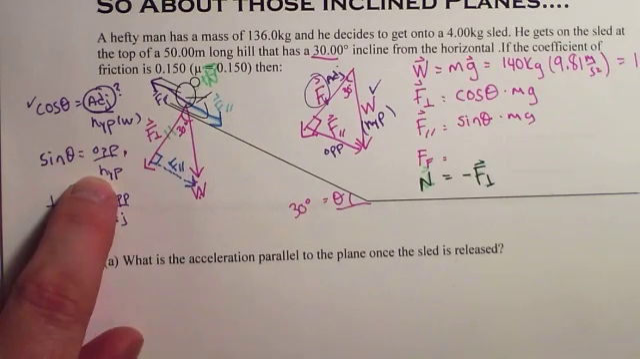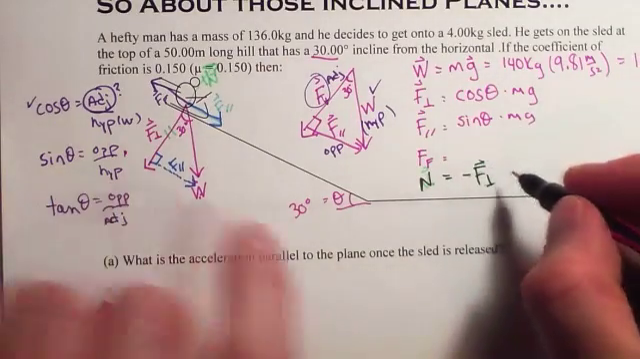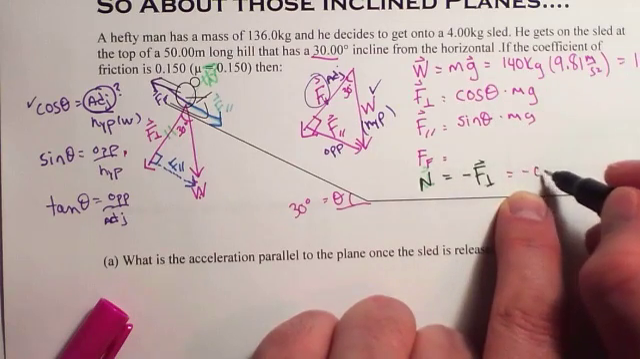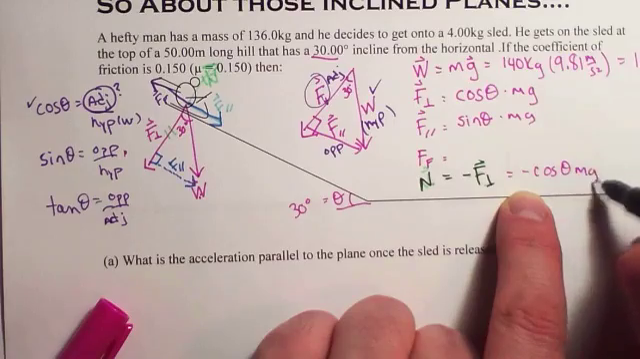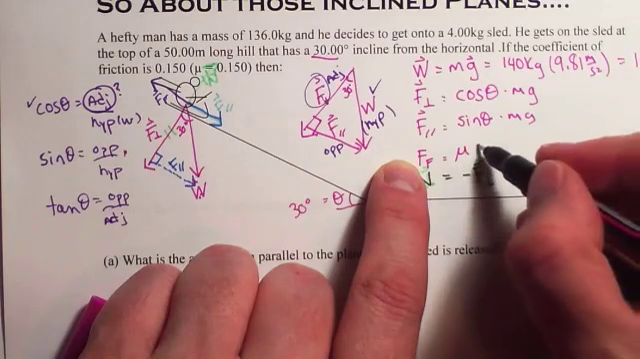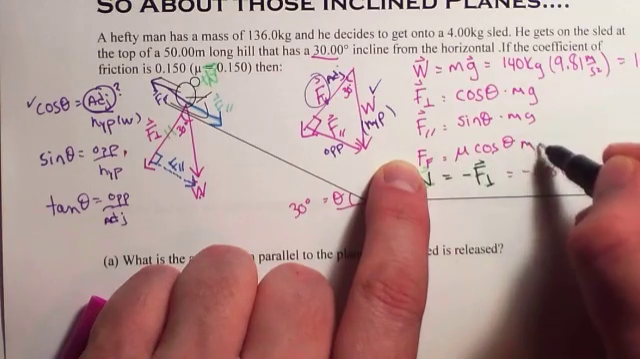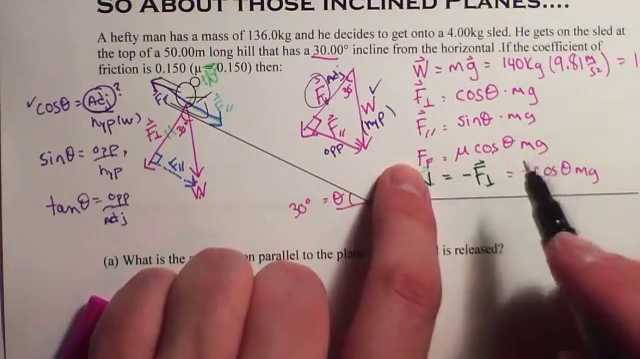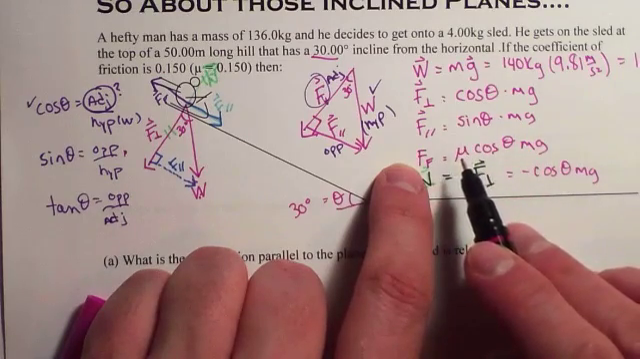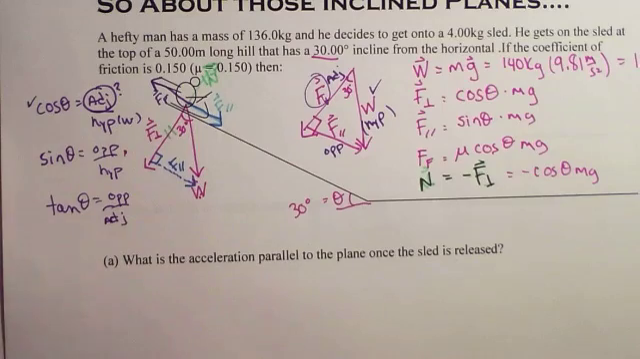The force of friction in any scenario is defined as the coefficient of friction times the normal force. But I already know what my normal force is. It's going to be equal to the negative of the perpendicular, so negative cos theta mg. For the force of friction then, I have mu cos theta mg. I'm not going to worry about that negative sign, but I am just going to multiply it by the magnitude of the perpendicular force and multiply it by the coefficient of friction. So where that leaves us is we have all of our vectors solved for, and we can use them as we see fit. We know what we're going to fill in.